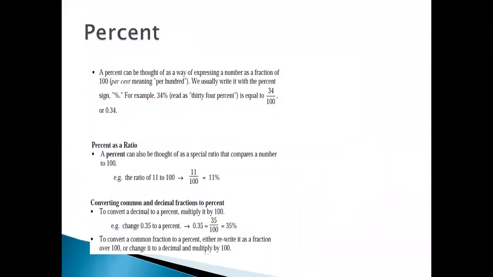Percent. A percent can be thought of as a way of expressing a number as a fraction of 100, meaning per 100. We usually write it with the percent sign, as you can see right there, where the pointer is. For example, 34% read as 34 percent is equal to 34 over 100 or 0.34. Or if you want to add a ratio, 34 to 100.